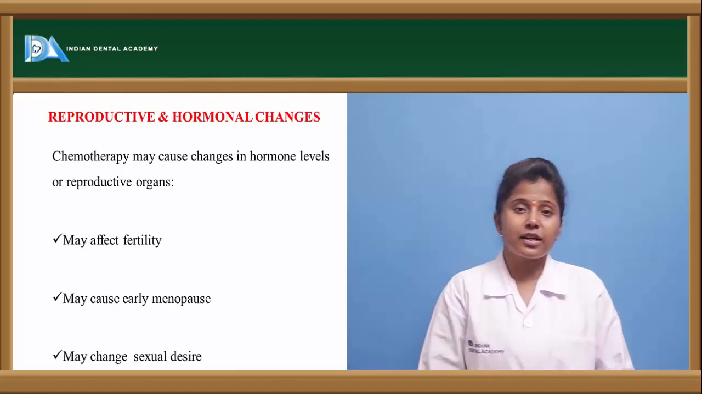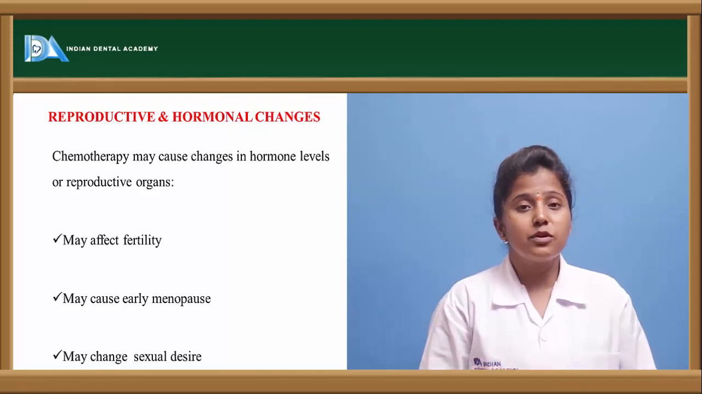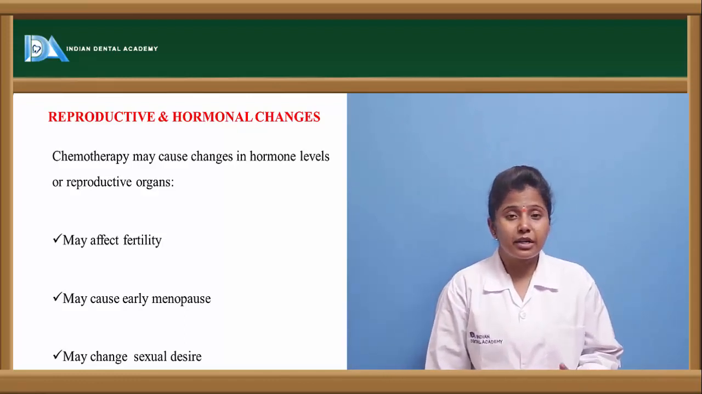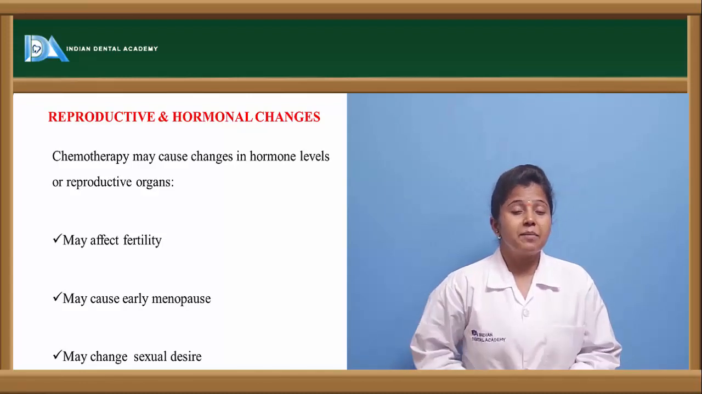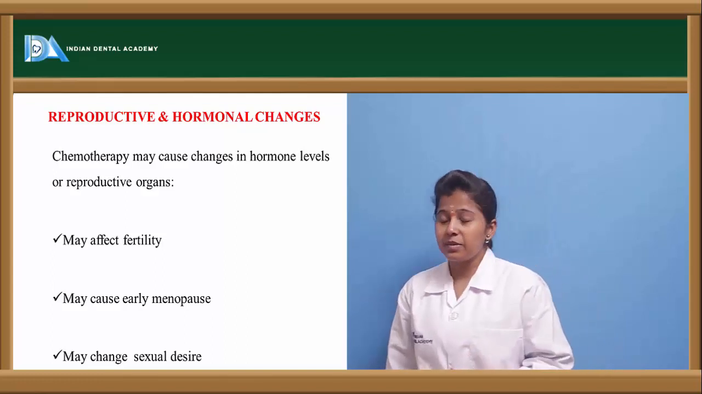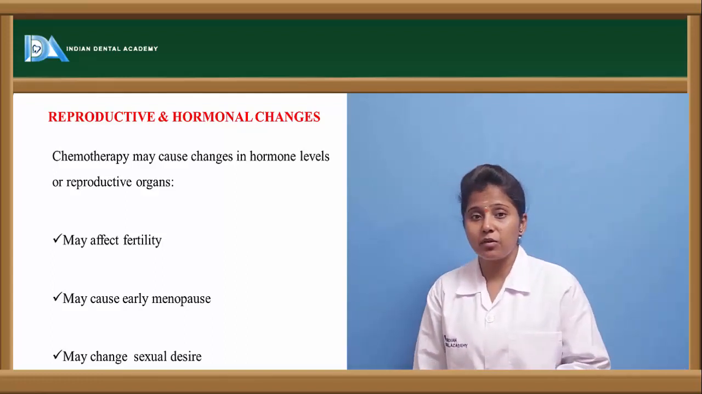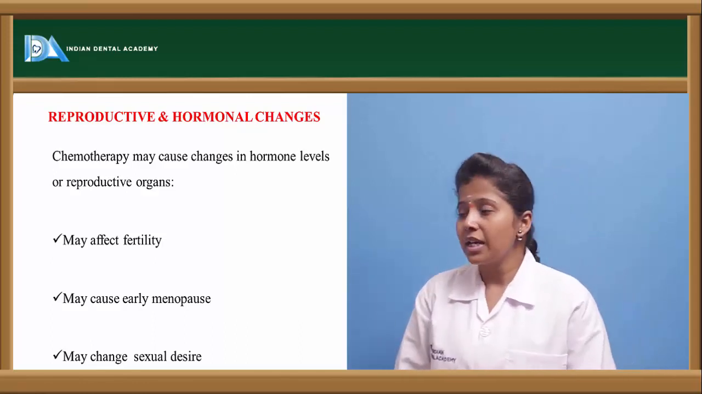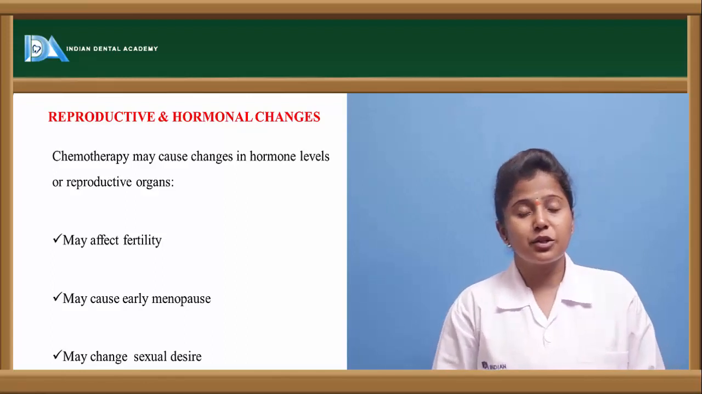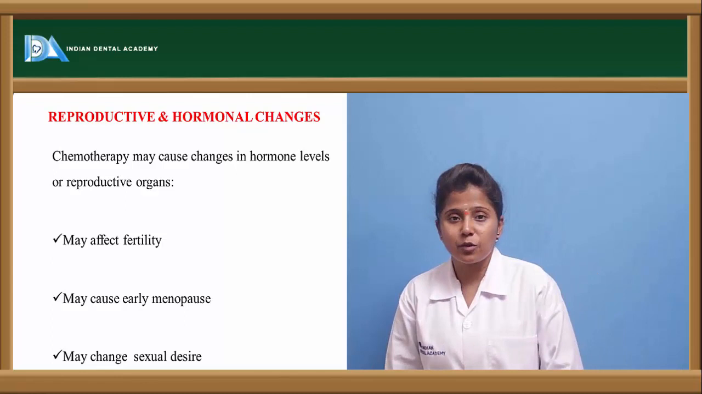The other side effect is reproductive hormonal changes. The hormones like testosterone, progesterone, estrogen, as well as the other reproductive hormones present in the body can be altered. Because of the altered hormonal levels in the body, it may sometimes affect fertility, or we can say it may sometimes lead to infertility. It may also lead to early menopause in women, and sexual desire can be altered or changed in the patients who are taking chemotherapy treatment.